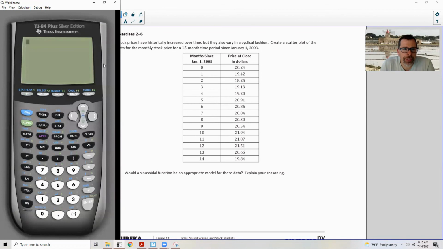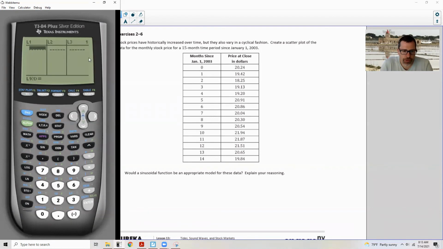In order to do a scatter plot in a calculator, just turn your calculator on, be on the home screen, clear it, press the stat button, and under edit, number 1 is edit, so you hit enter. Under L1, I'm going to put the month since, and under L2, I'm going to put price at close in dollars.